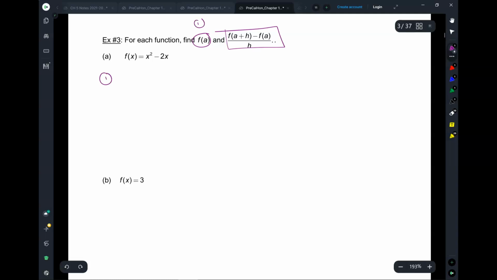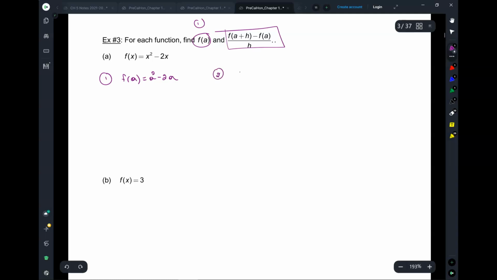Well, if f of x is this, and I need to find f of a, what has happened here? X has been replaced by a. So what does that give me? A squared minus 2a, right? F of a is a squared minus 2a. We're replacing the x with the a. Okay?